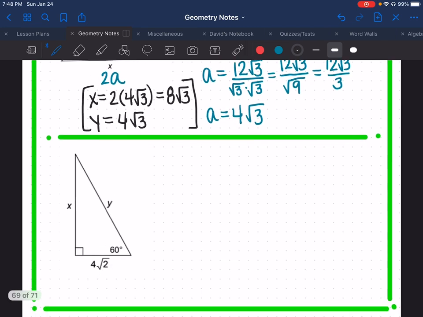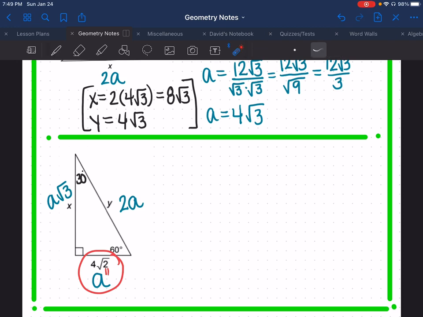And here is our last example for this lesson. We're given the 60 degrees, so let's add the 30 up here. Remember, between my 60 and my 90 degrees is my short leg, a. Between my 30 and my 90 is my long leg, a times the square root of 3. And the third side is my hypotenuse, 2a. Find the side that is given. There it is. These two are equal. All these a values right here and right here are going to be 4 square roots of 2.